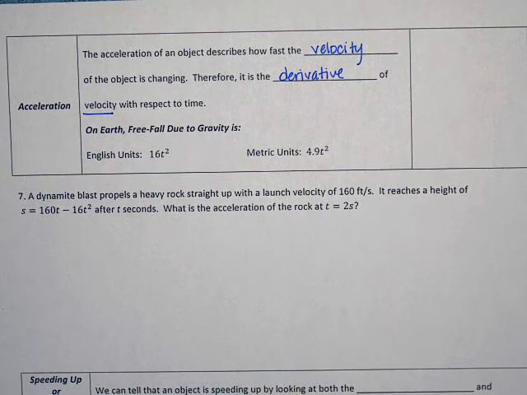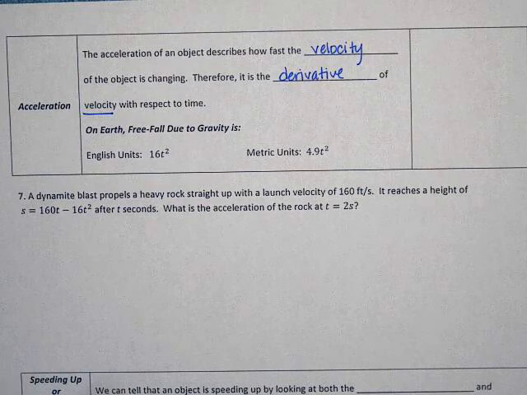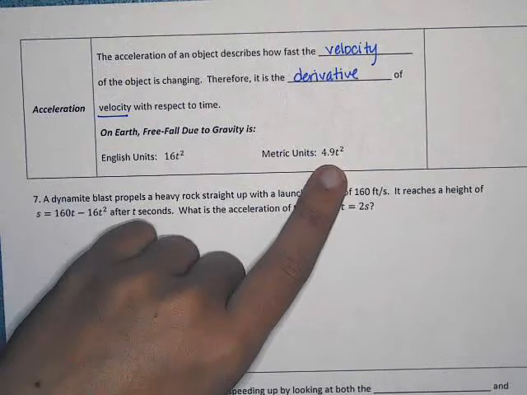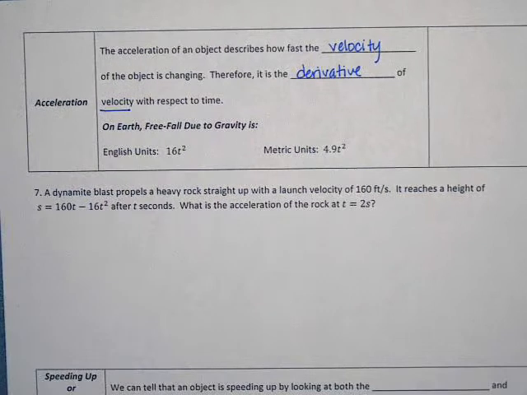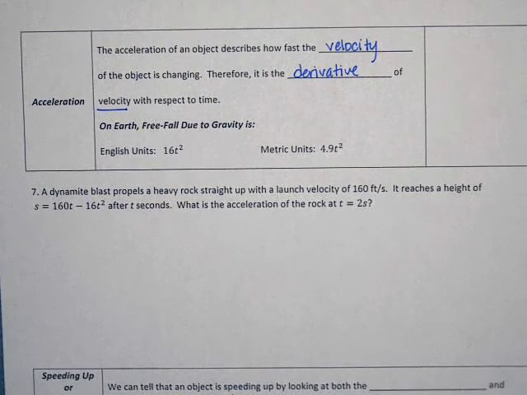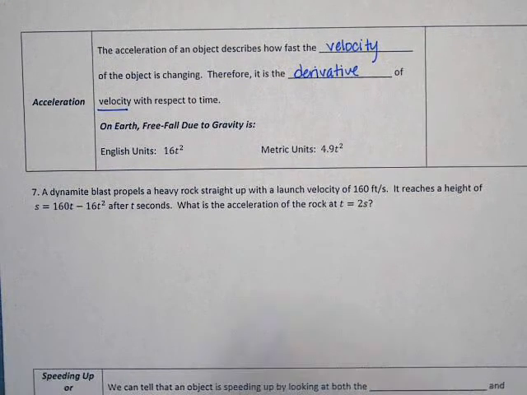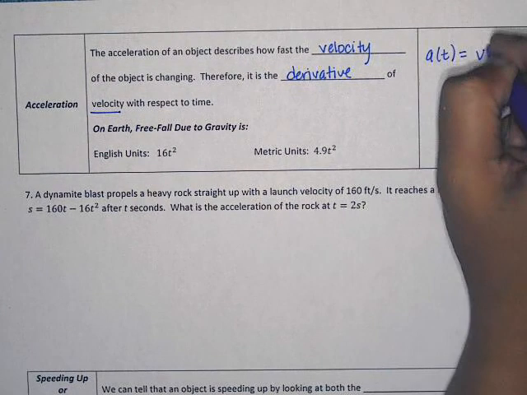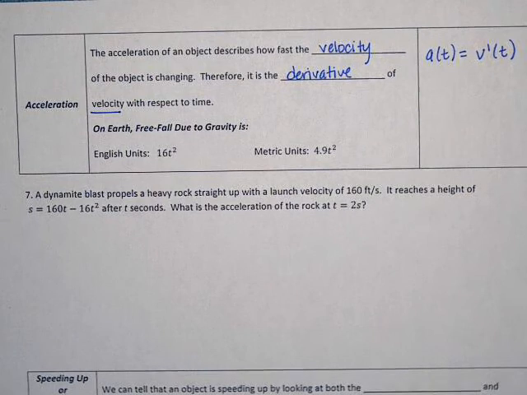Now, just as a heads up, on Earth, if we're ever measuring in feet, you're always going to have gravity is 16t squared, and in meters gravity would be negative 9.8 t squared, so you would start with 4.9, just sort of to remind you. So acceleration is the derivative of velocity.